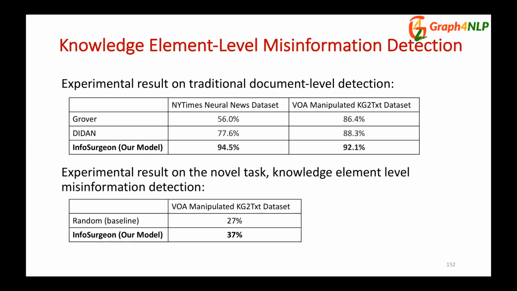So we apply the system to two data sets. One is this New York Times data set generated from Grover, which only uses language model based fake news generation. And the other is our new data set we released by doing knowledge graph manipulation. You can see that for both data sets we achieve better performance, and our data set is a little more challenging than the New York Times news data set.